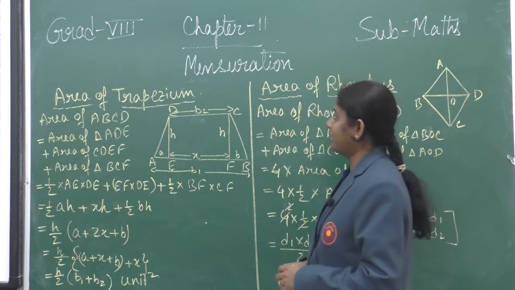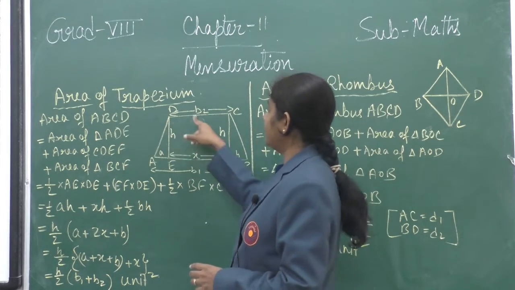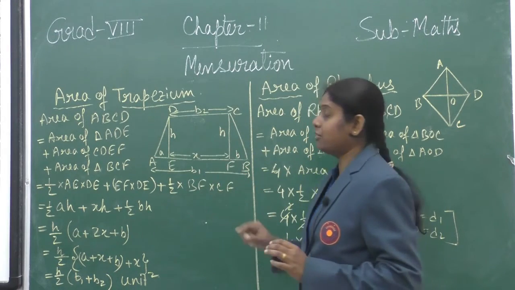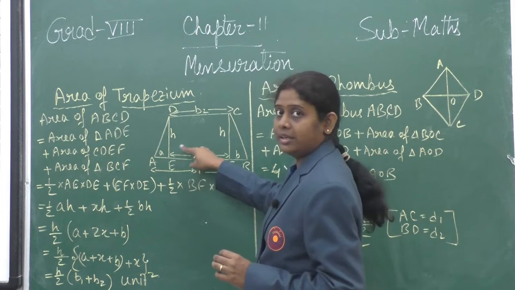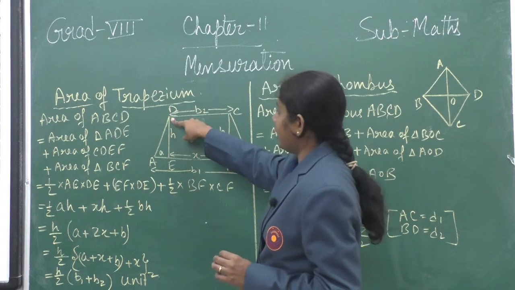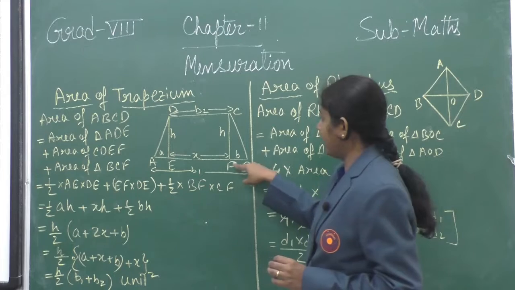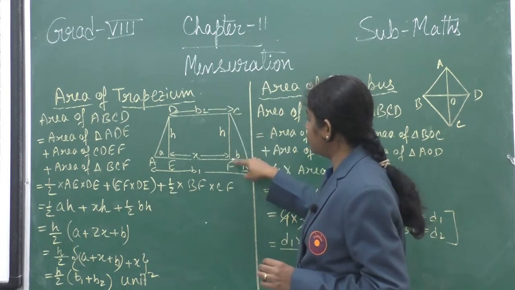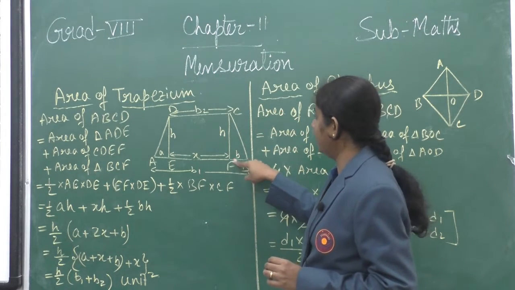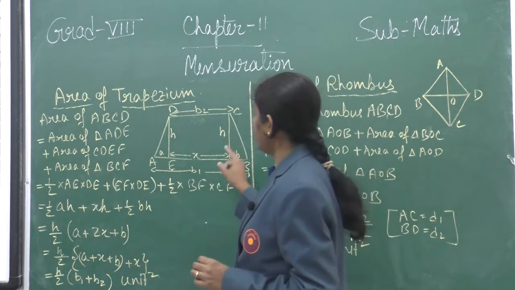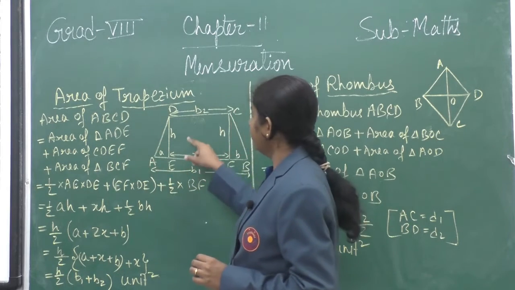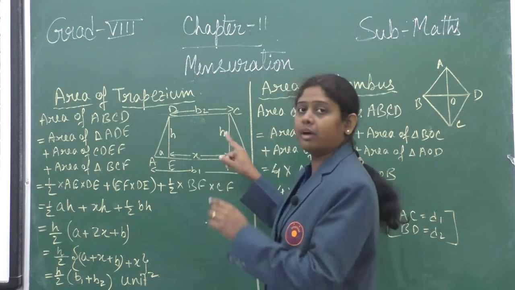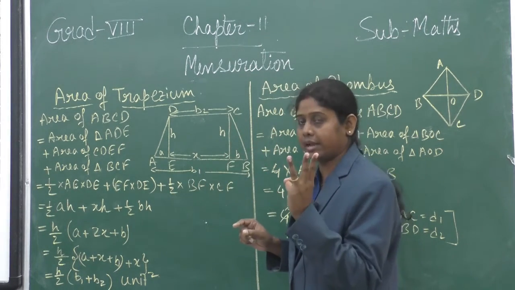So, our next topic is the area of trapezium. Here is the figure of trapezium ABCD. To find out the area, first we will draw the perpendicular. From vertex D we will draw the perpendicular over AB, which is our H, and from vertex C we will draw the perpendicular again over AB, which is also H. Now, come to the derivation part. When we draw the perpendiculars, these two perpendiculars divide the whole trapezium into three segments.